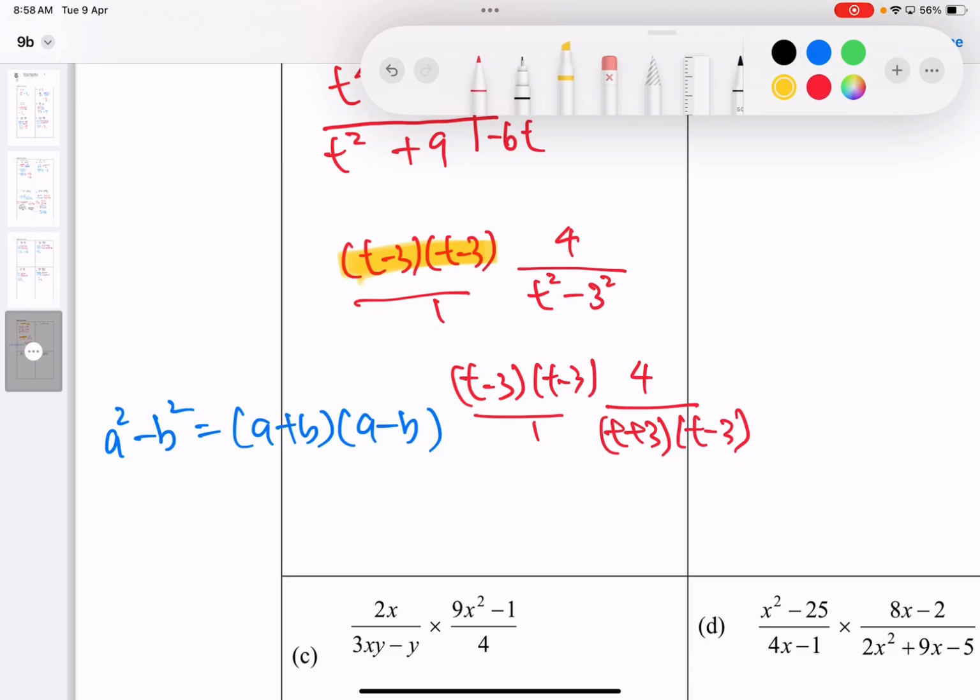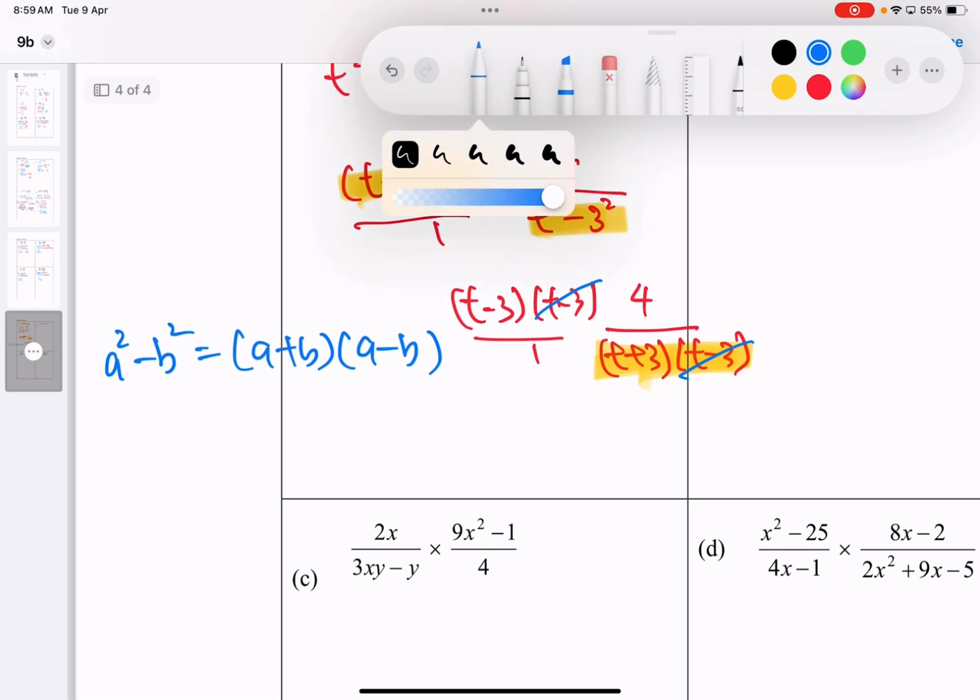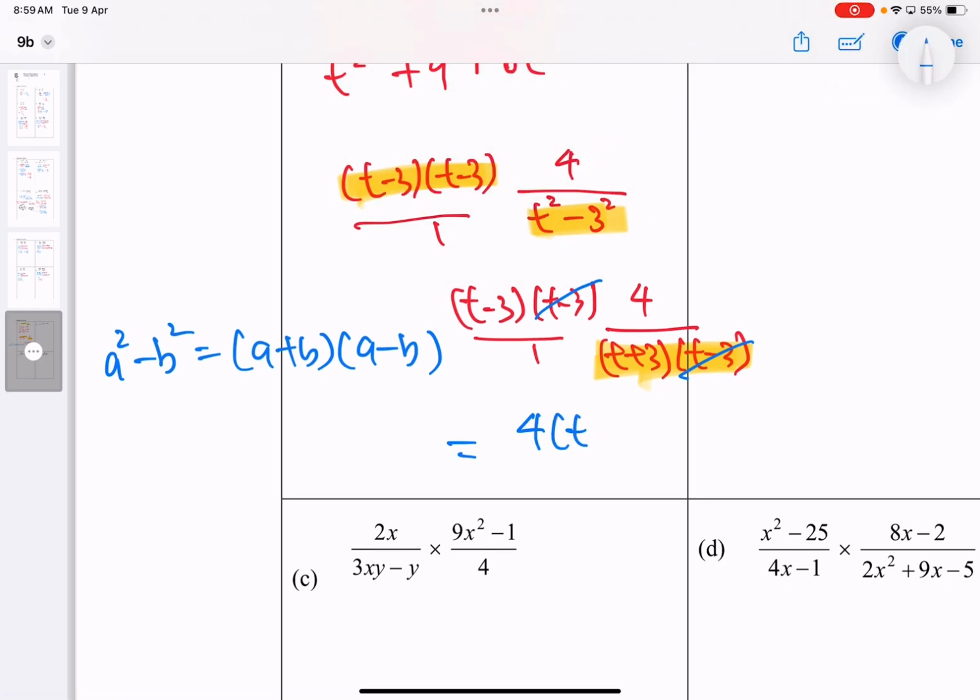Okay, I factorize this to become this. Can you see that now, ladies and gentlemen? This is just this. Okay, once you factorize, what is the next step? Start with C. Cancelling. Good. So I can cancel the things that are the same. T minus 3, I cancel with t minus 3. So I'm just left with 4 times t minus 3 divided by t plus 3. Okay, this is what I'm left with.